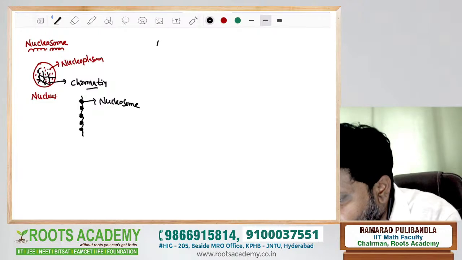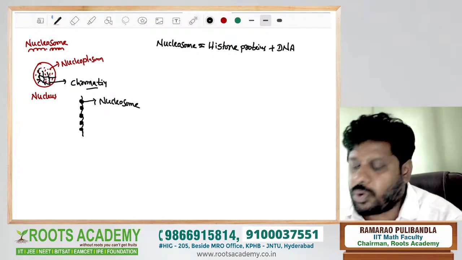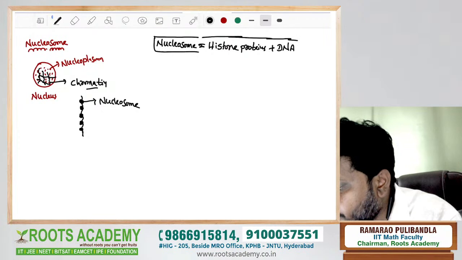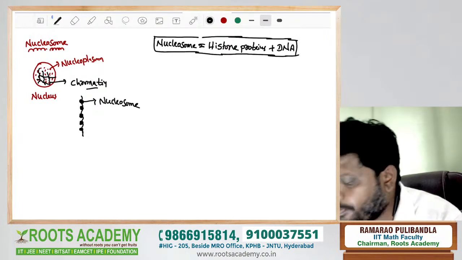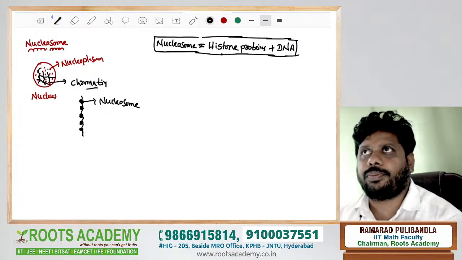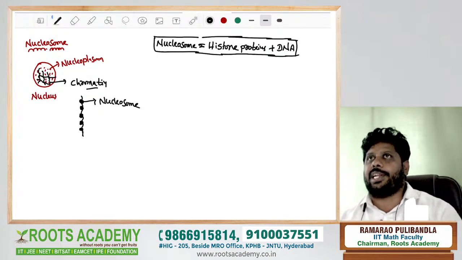See, nucleosome is made up of two components. Nucleosome is made up of histone proteins plus DNA. This bead is called a nucleosome. Generally this nucleosome is made up of two components, histone proteins and DNA.